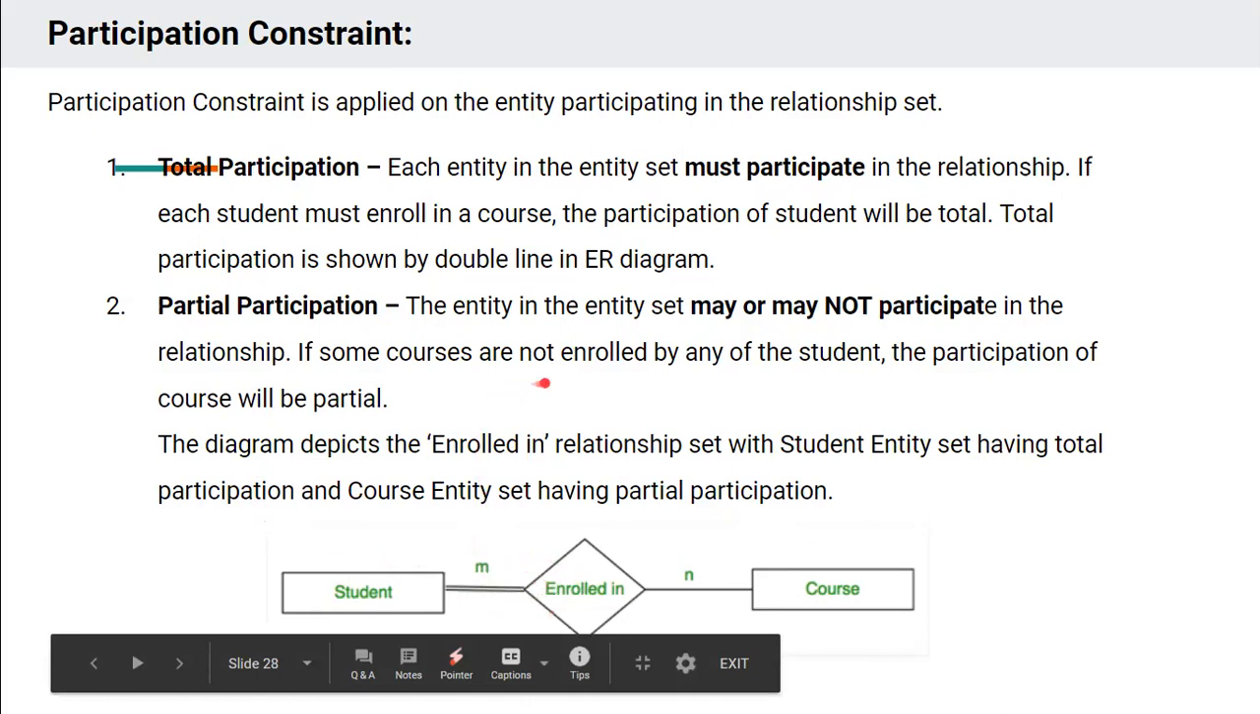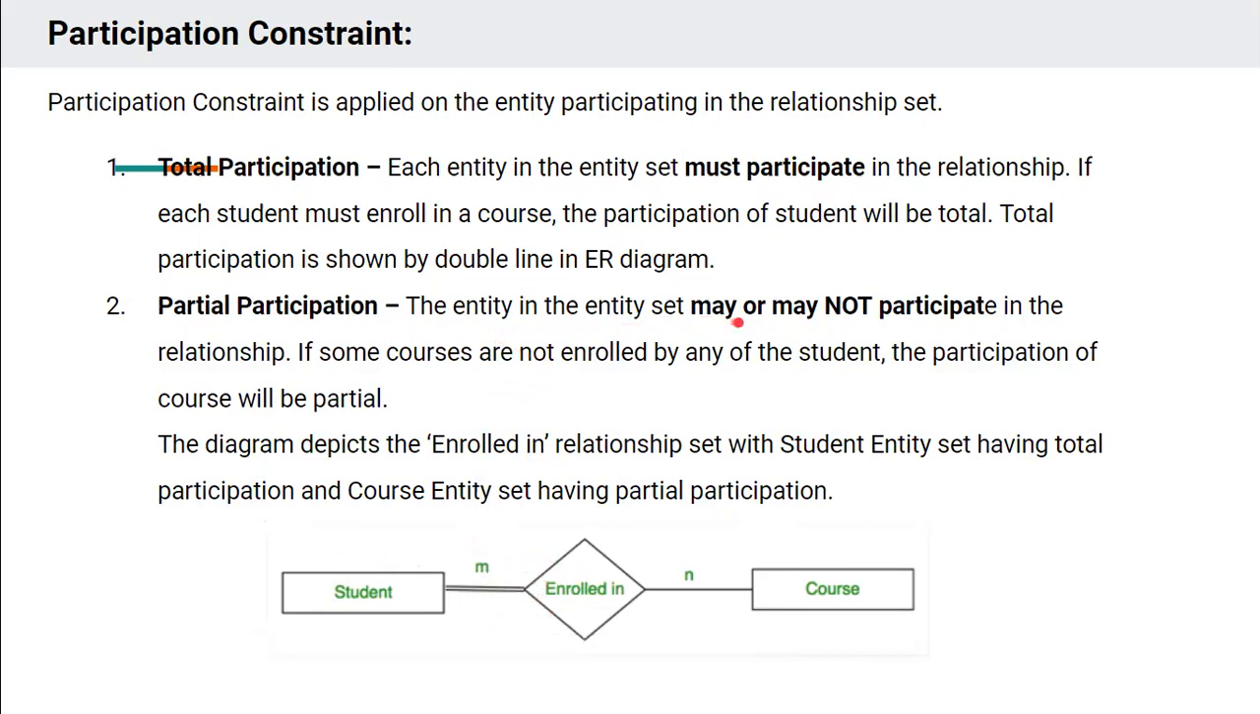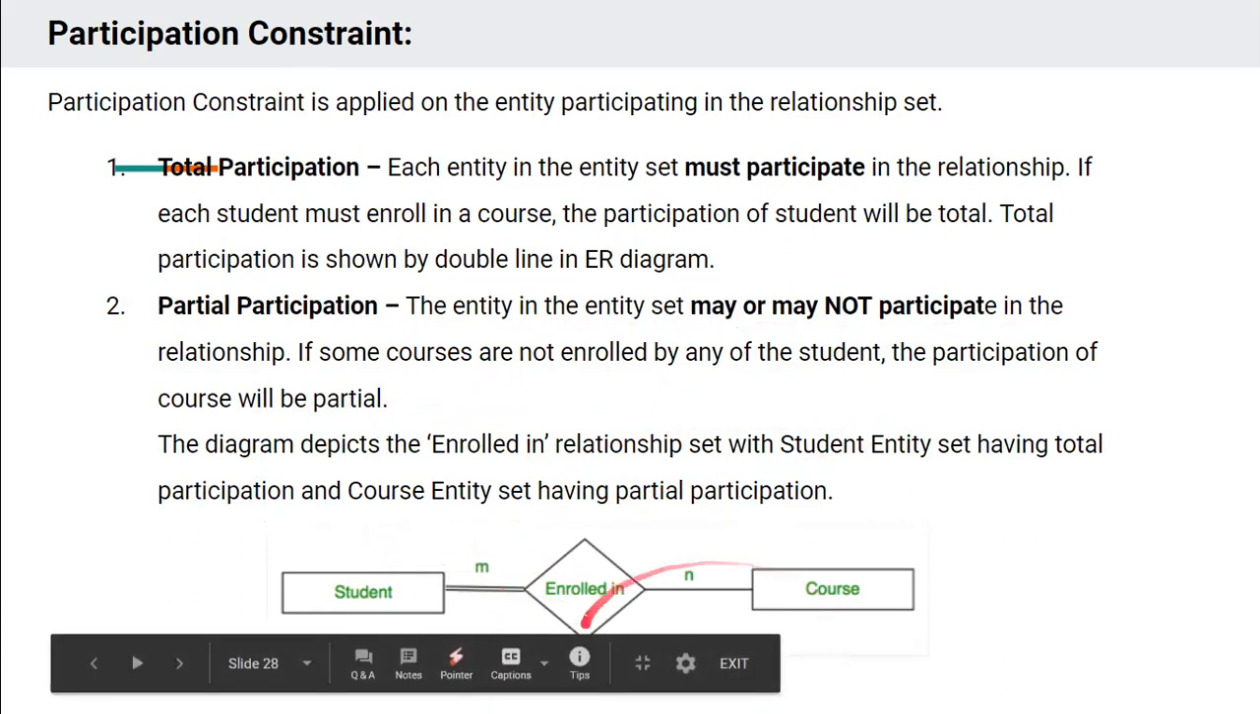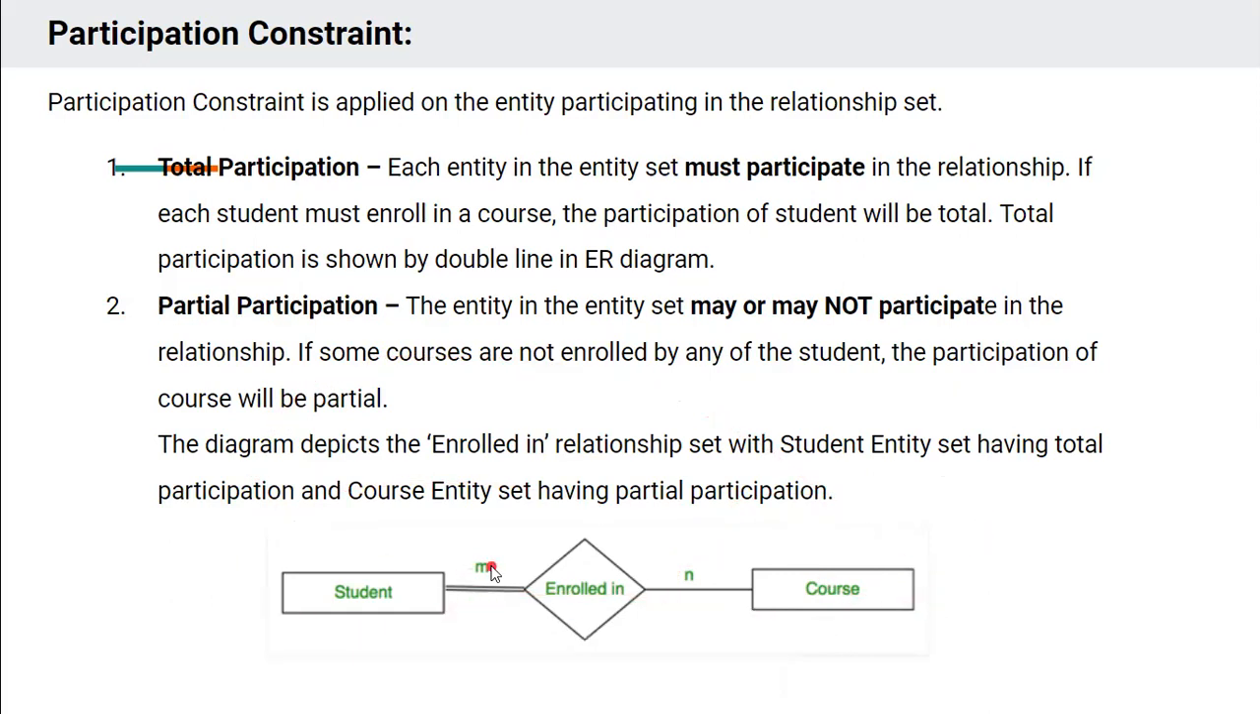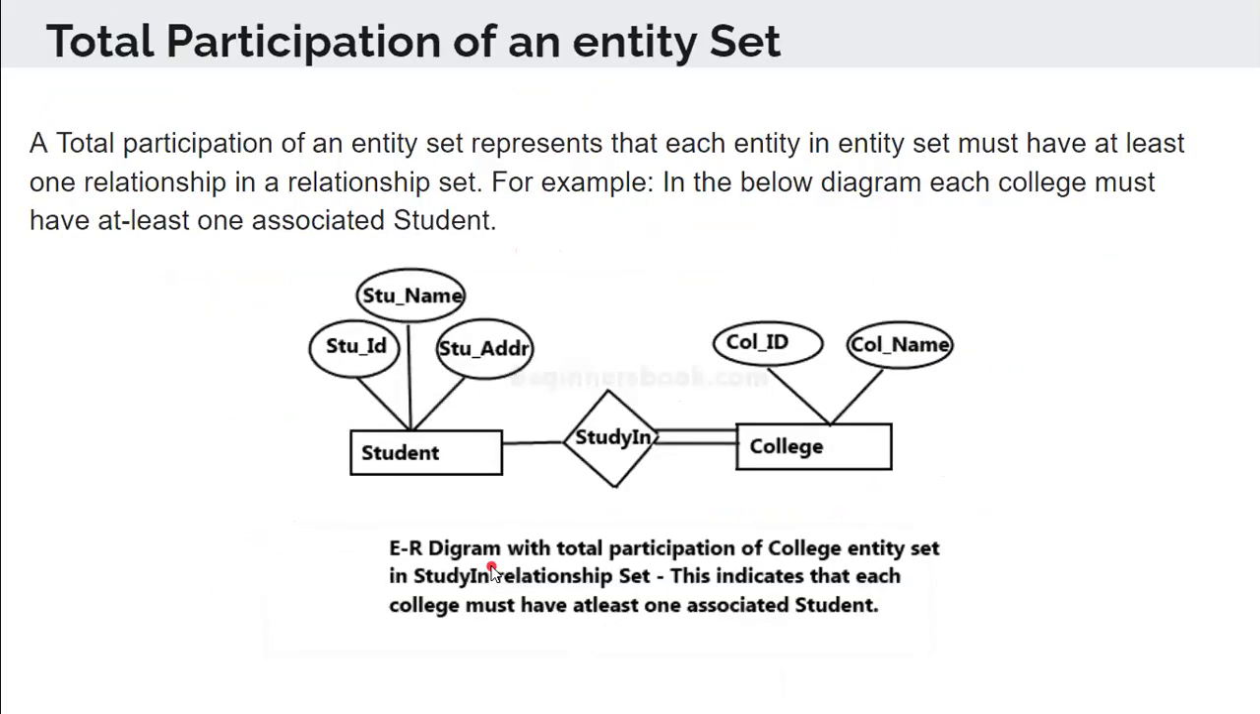If we talk about partial participation, then we say the entity in the entity set may or may not participate in the relationship. If some courses are not enrolled in by a student, then the participation will be partial. If each student must enroll in a particular course, and there are some courses that are not joined by any student, then on the course side the participation is partial. Otherwise, if all the courses are opted by the students, the participation is known as total participation.